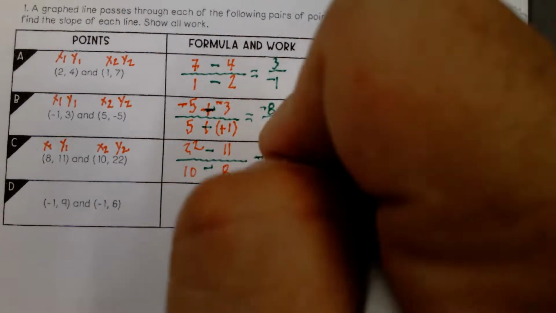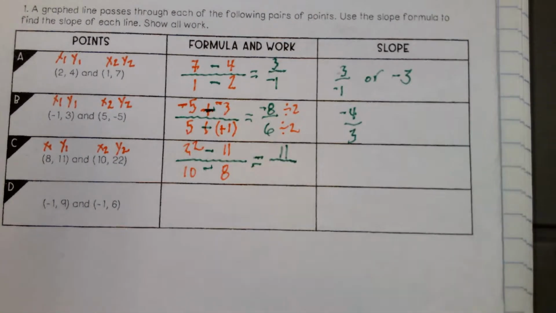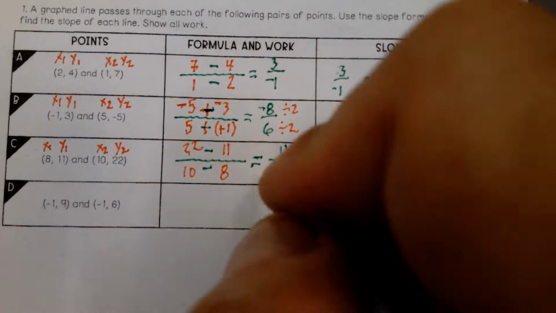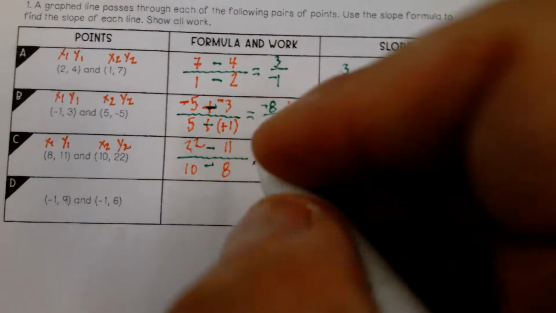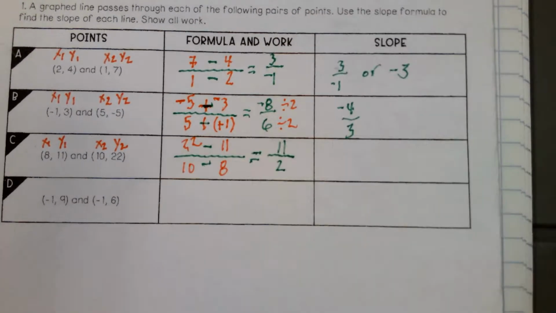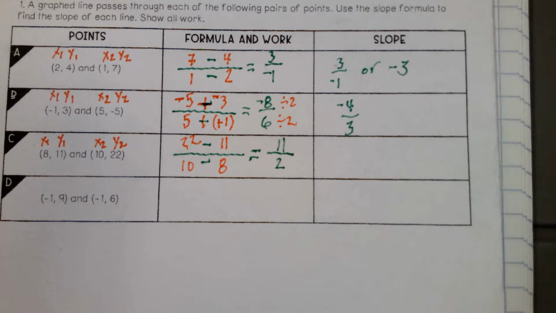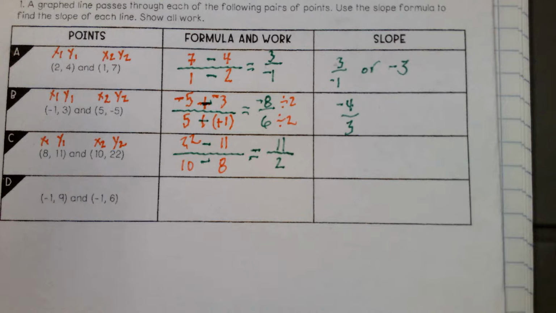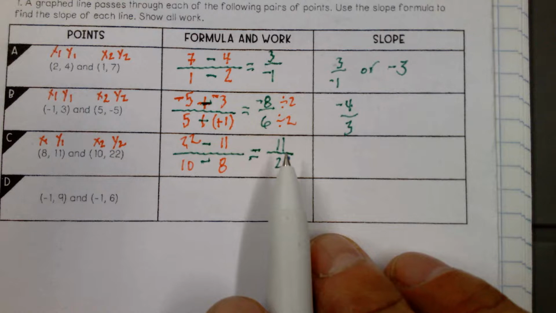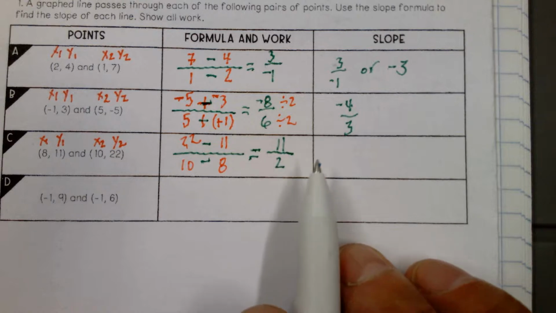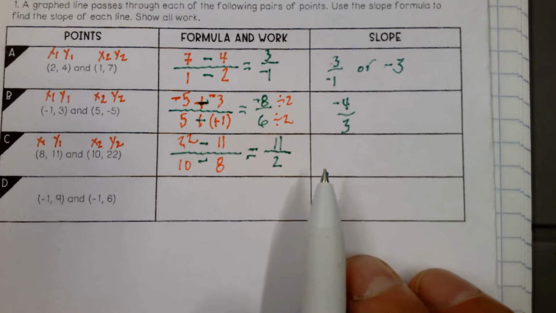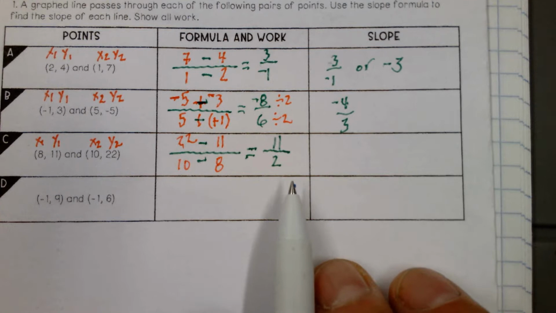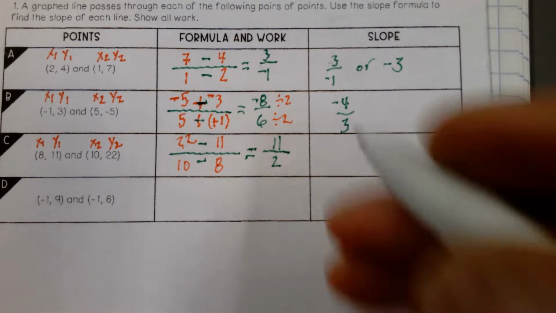22 take away 11. That's 11. 10 minus 8, that's going to be 2. Now, that's our answer, right? I can't reduce 11 halves. Now, a big urge, because of how you were taught, is, oh, I got an improper fraction. I need to write this as 5 1/2. Don't do that here. Don't do that for slopes, please. Here, we're going to say it's 11 over 2.